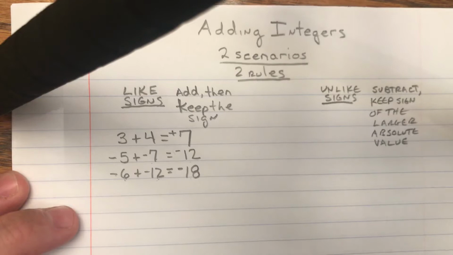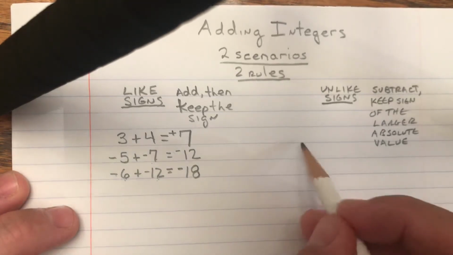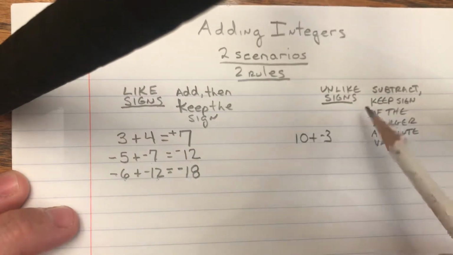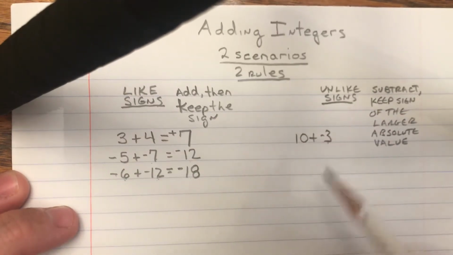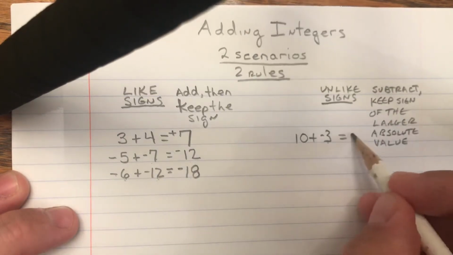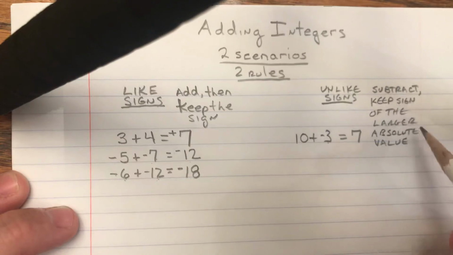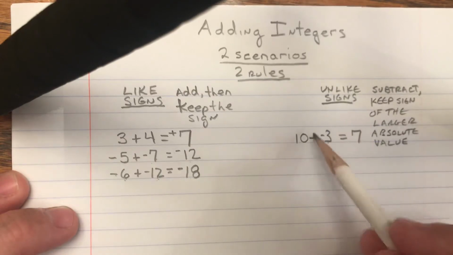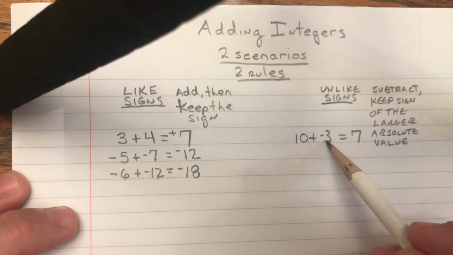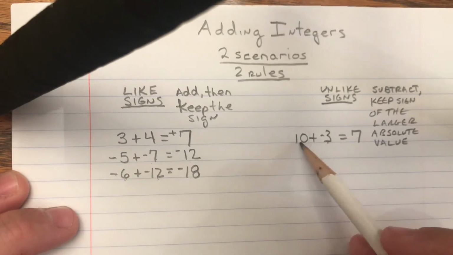Okay, let's see what that looks like in action. All right, so if I have 10 plus -3, they are unlike signs. I have one positive, one negative number. I'm going to subtract them. 10 minus 3 is 7, and I'm going to keep the sign of the larger absolute value. This one has a larger absolute value. The absolute value of 10 is 10. The absolute value of -3 is 3. So this has the larger absolute value. So this one is the one that dominates.